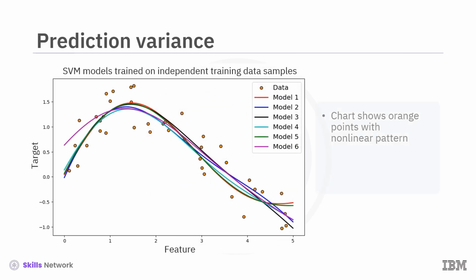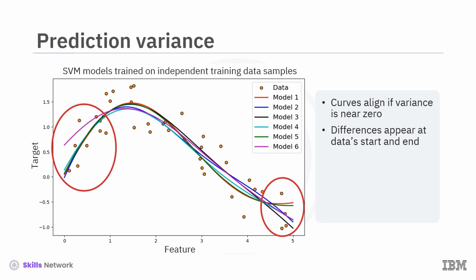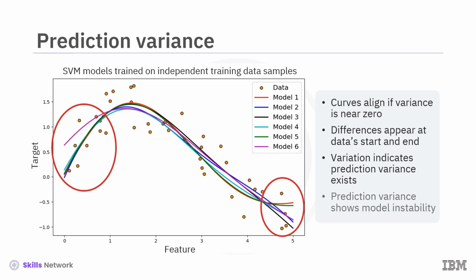This chart displays orange data points that follow a nonlinear pattern. Each model is fitted using a randomly sampled training dataset. The curves would align almost perfectly if the prediction variance were near zero. However, you can observe differences between the curves, especially at the beginning and end of the data. This variation indicates some prediction variance, reflecting instability in the model's predictions.